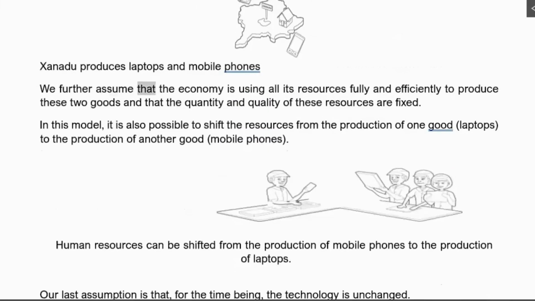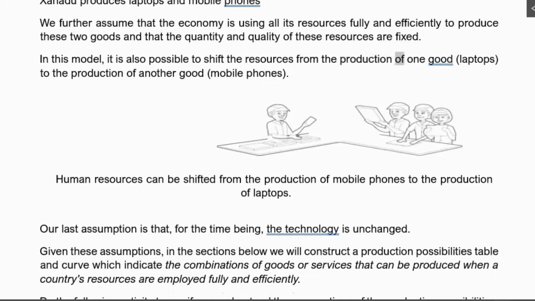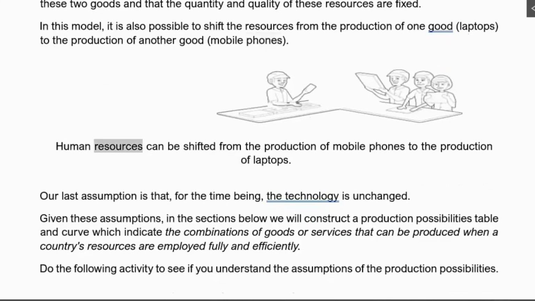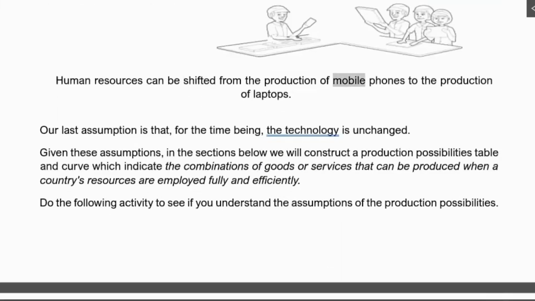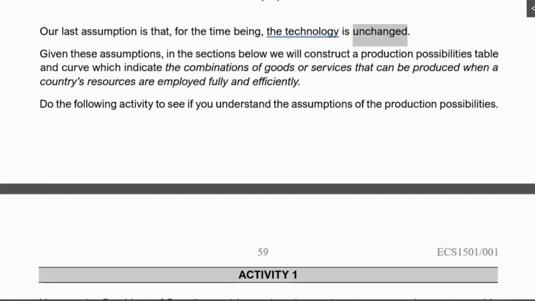We further assume that the economy is using all its resources fully and efficiently to produce these 2 goods and that the quantity and quality of these resources are fixed. In this model, it is also possible to shift the resources from the production of one good, laptops, to the production of another good, mobile phones. Human resources can be shifted from the production of mobile phones to the production of laptops. Our last assumption is that, for the time being, the technology is unchanged.